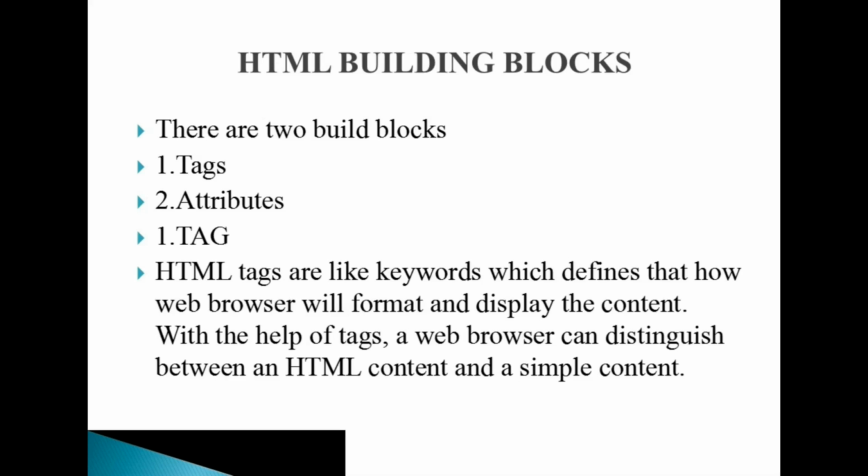HTML building blocks. There are two building blocks, tags and attributes. HTML tags are like keywords that the web browser will understand, and it will format them and then display the content given by the user in the editor. With the help of tags, a web browser can distinguish between the HTML content and the simple content.